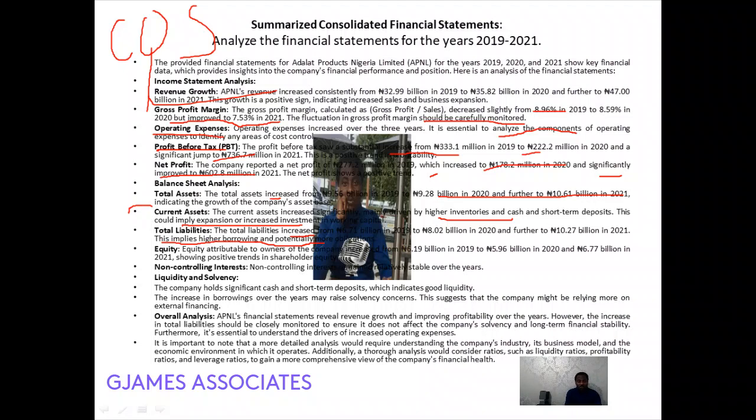Equity now, attributable to the real shareholders, increasing.